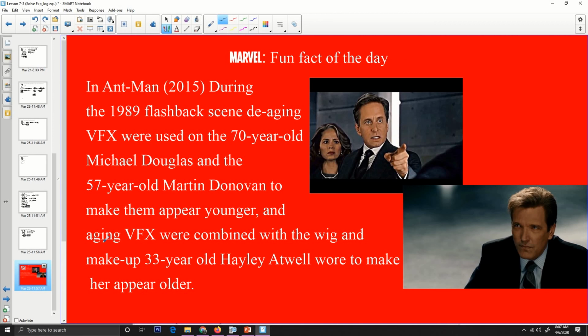So the Marvel fun fact of the day: in Ant-Man 2015, during the 1989 flashback scene, de-aging effects were used on the 70-year-old Michael Douglas and the 57-year-old Martin Donovan to make them appear younger, and aging VFX were combined with a wig and makeup on the 33-year-old Hayley Atwell to make her look a little bit older, so that these guys are of similar ages.